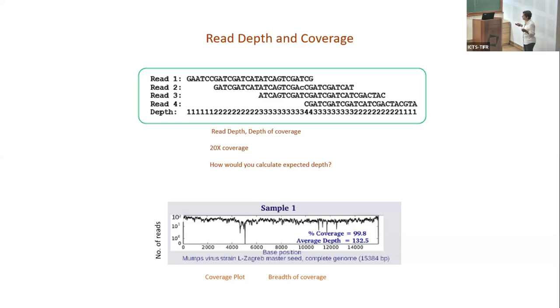So why is the coverage 99.8 here? You can see that this particular region has got no sequences. So there is no coverage for this region. That's why you get a slightly lower number than 100.